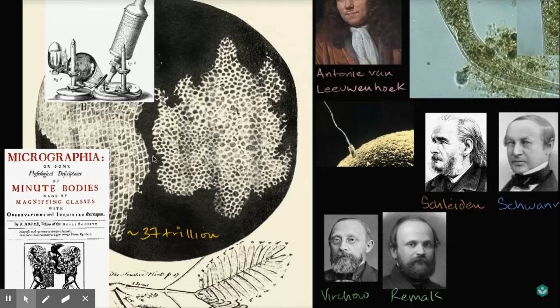And that's because people really didn't have the tools to make direct observations of cells. They didn't know that these cells were around. They didn't know that things like unicellular organisms even existed. But all of that began to change with Robert Hooke.